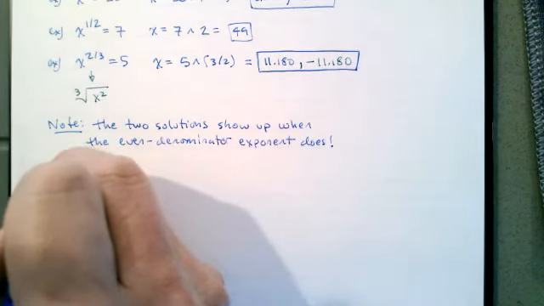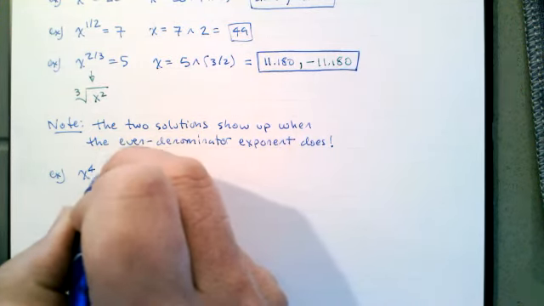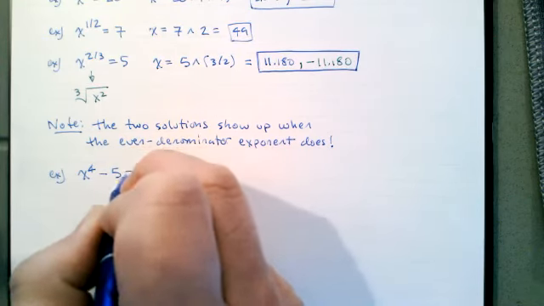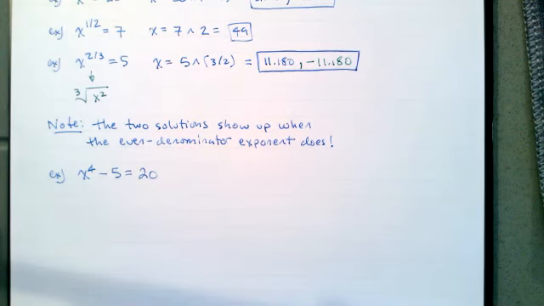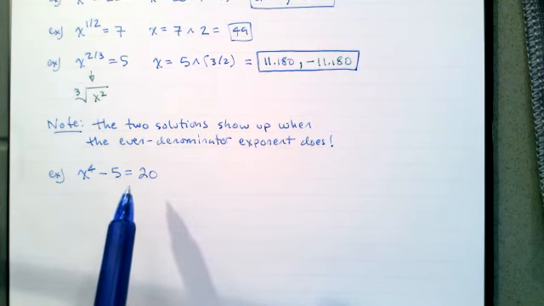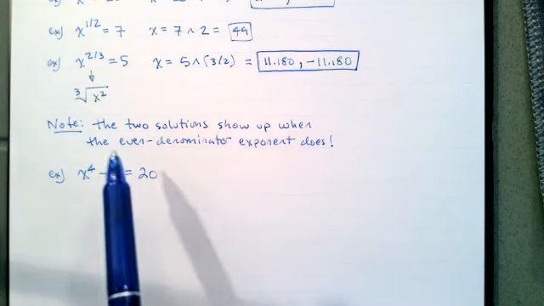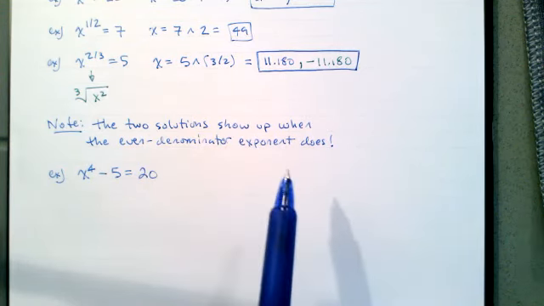Let's look at a couple of examples. Let's suppose that I have x to the 4th minus 5 is equal to 20. Let's do our normal plan: we read the expression, then do inverse operations in reverse order. If we were just encountering this for the first time, we would notice that there's an even exponent in this equation, so we know we're going to have two real solutions. We have to keep in mind that the two solutions show up when the even denominator exponent does in our solution process.